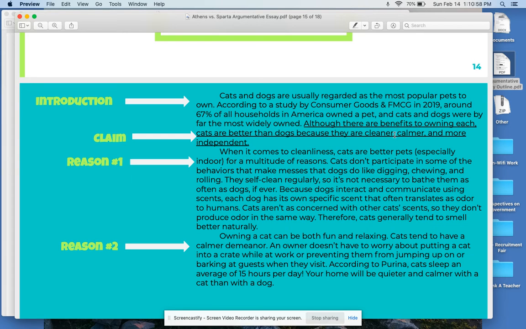Okay. She then said her second reason in her claim was that they are calmer. Well, look, reason number 2.